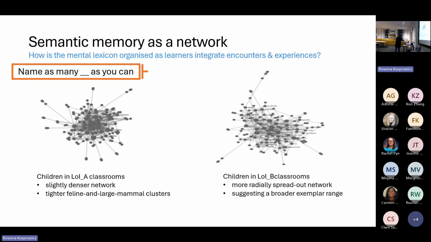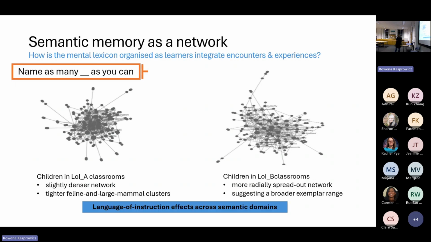We've been very focused on home language impacts, but I think there are also school language and instruction type impacts that we need to think about when we look at oral language assessment. So this finding is across domains. This particular network is for name as many animals as you can, but we've also asked name as many fruits as you can, name as many body parts as you can. So we've done across different semantic categories.